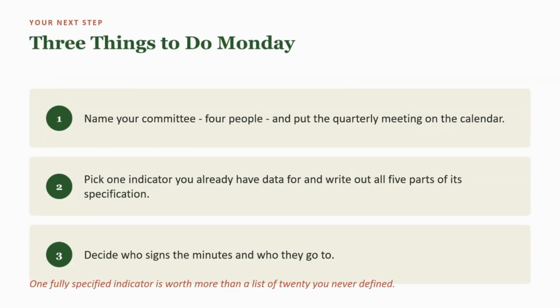I want you to find 4 people in your organization, create a calendar, right? Pick at least one indicator that you already have data for, and then you're going to write out all the different parts of it. And you're going to decide who's going to be the chairperson, who's going to write the minutes.